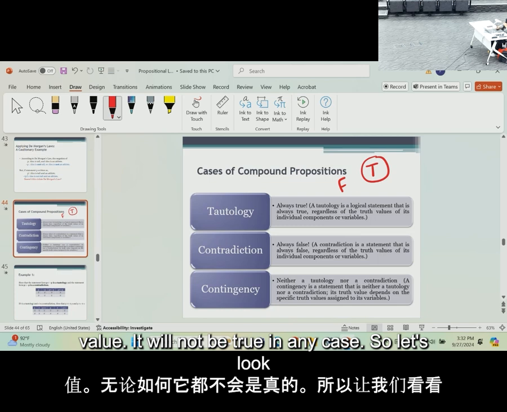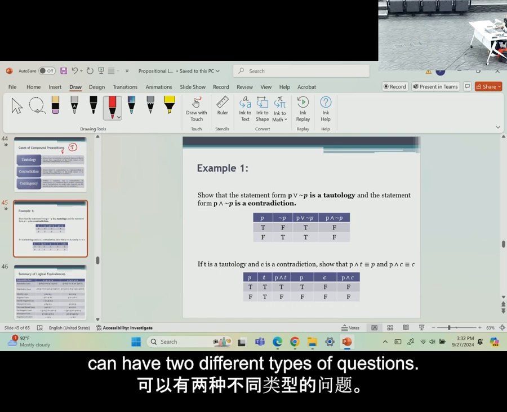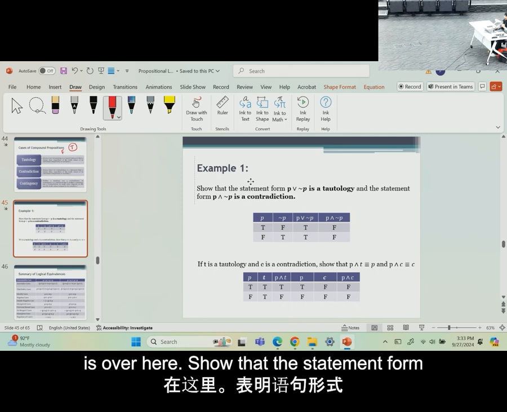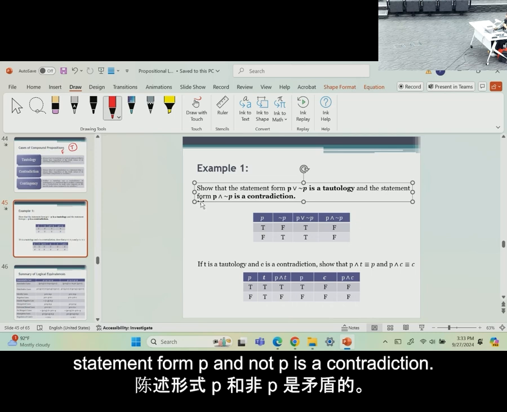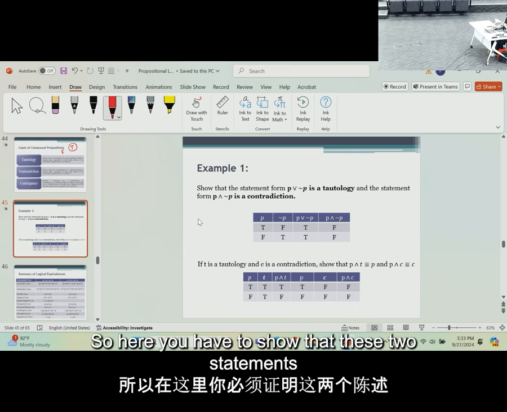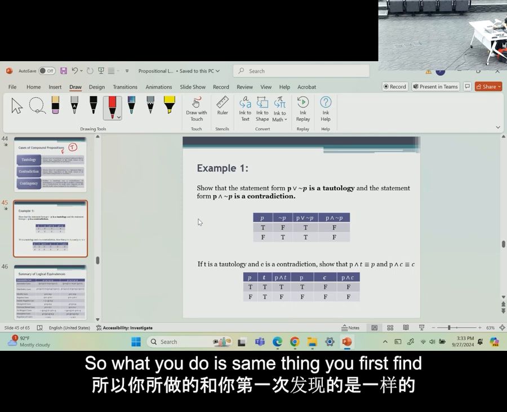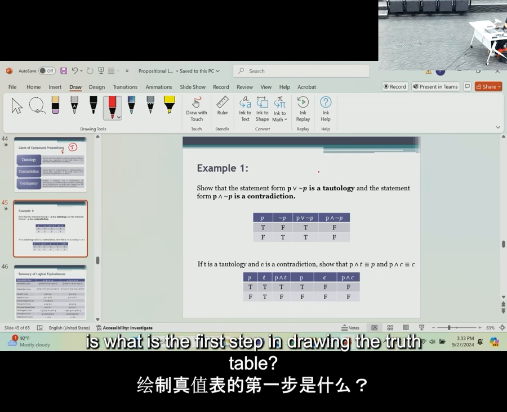So let's look at it through examples. Again, you can have two different types of questions here also. First type is over here. Show that the statement form P or not P is a tautology and the statement form P and not P is a contradiction. So here you have to show that these two statements are cases of tautology and contradiction respectively. So what you do is, same thing, you have to show by drawing the truth table. First thing is, what is the first step in drawing the truth table?